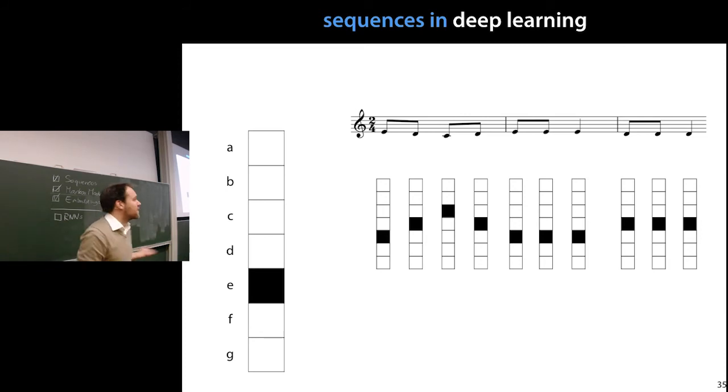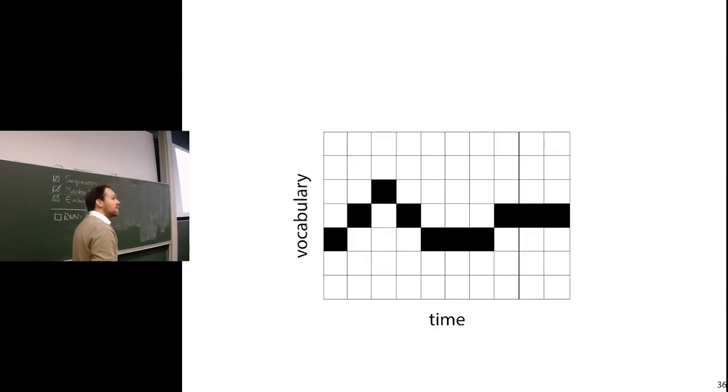And a sequence of vectors you can also represent as a matrix. So you get a matrix as high as your vocabulary is and as long as the number of time steps you have. And that's what you use to represent a symbolic sequence. If your vocabulary is large or you have a lot of time steps, it helps to use a sparse matrix representation.